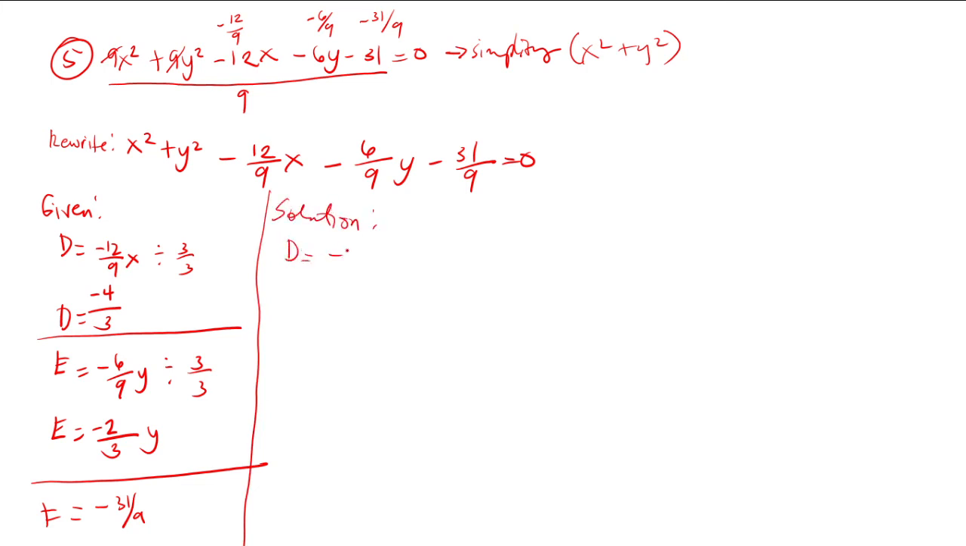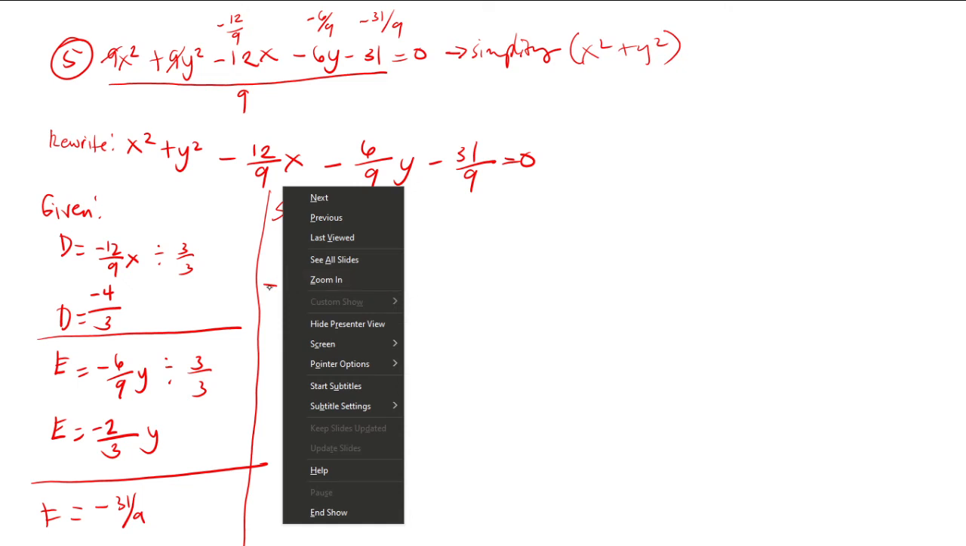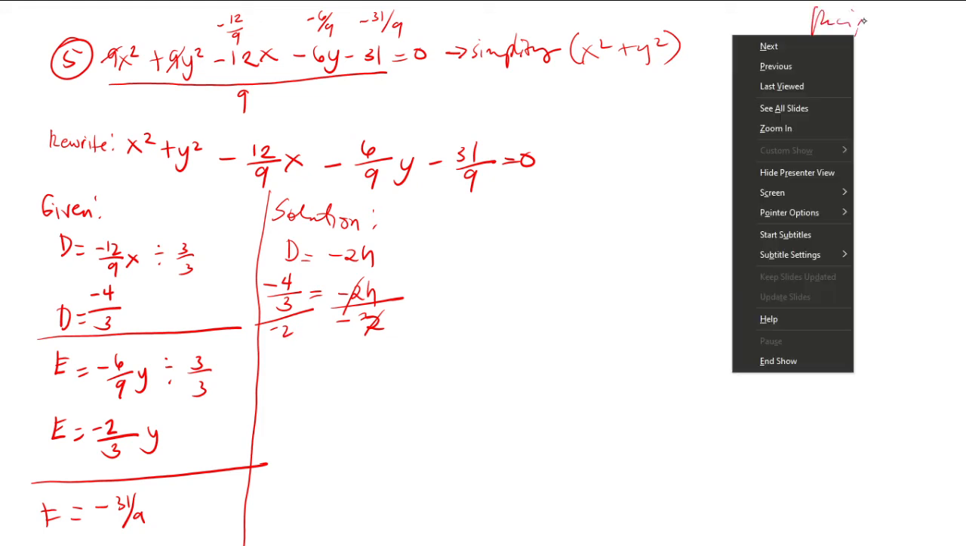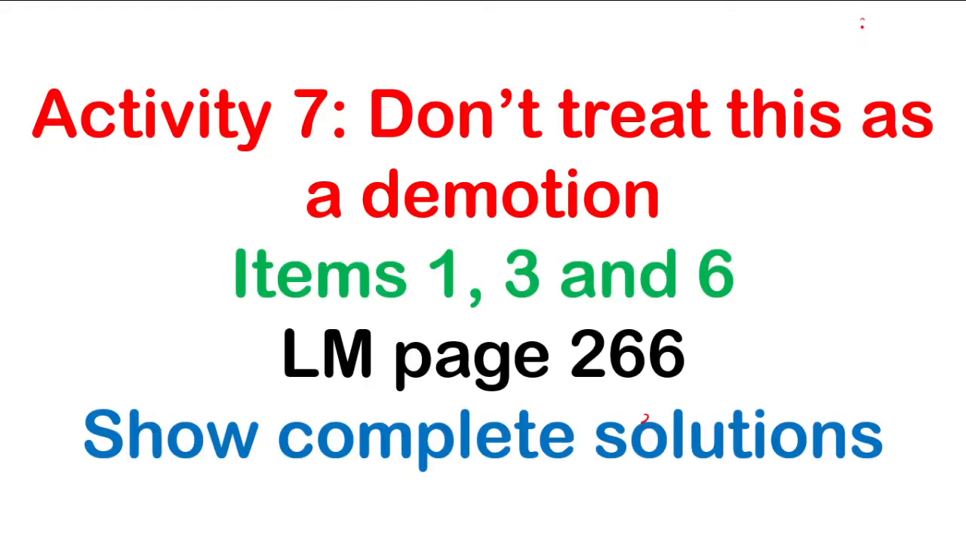D is equal to negative 2h. D is negative 4 over 3, which is equal to negative 2h. So, divide both sides by negative 2. Cancel, cancel. Negative 4 over 3 divided by negative 2. Kunin mo yung reciprocal ng negative 2. Mag-review tayo sa reciprocal.